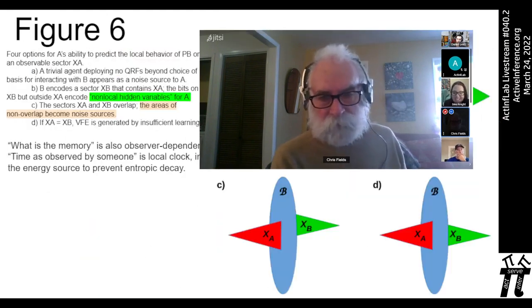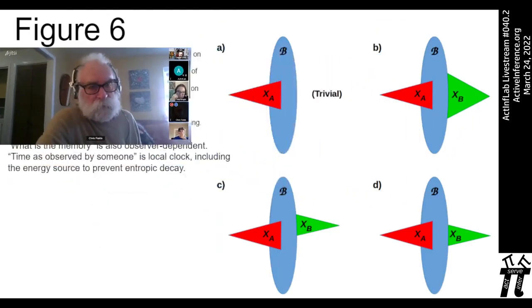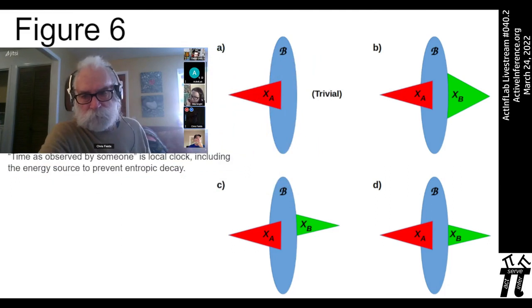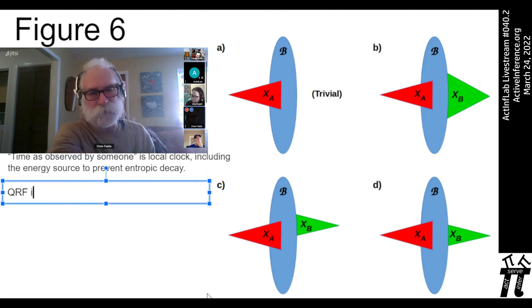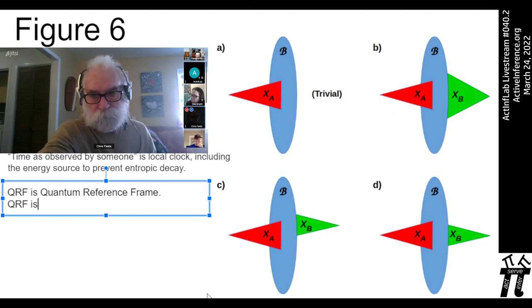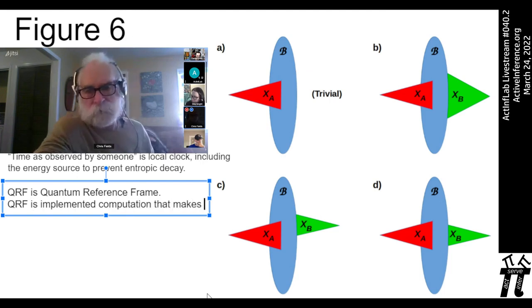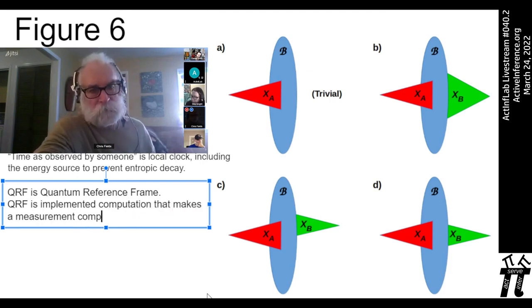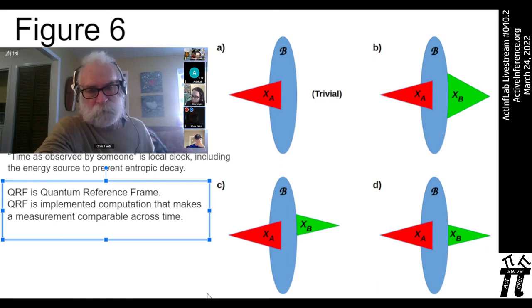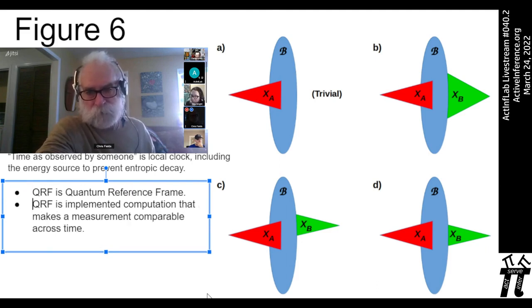It's that one. So let's now introduce this idea of a QRF, which is just a little package of predictive capability. QRF means quantum reference frame, as we discussed last time. A reference frame is implemented computation that makes a measurement comparable across time. So a meter stick, for example, implements a computation of length, and it allows us to compare measurements of length across time, because we assume that it's fixed.